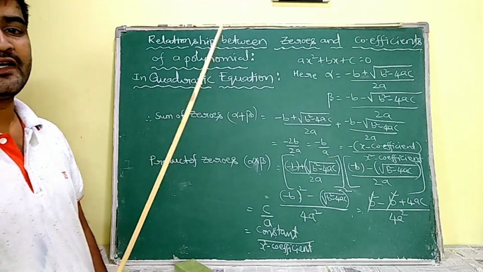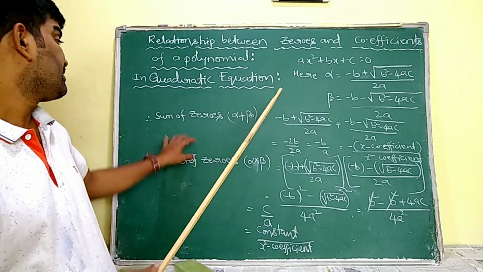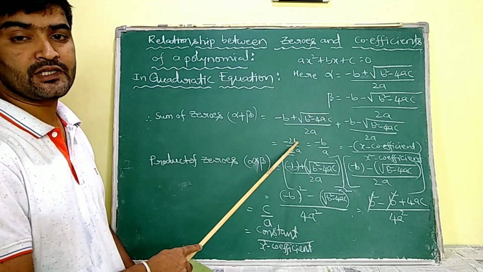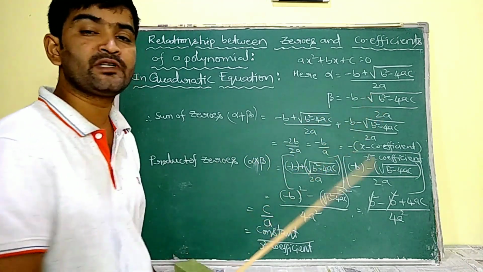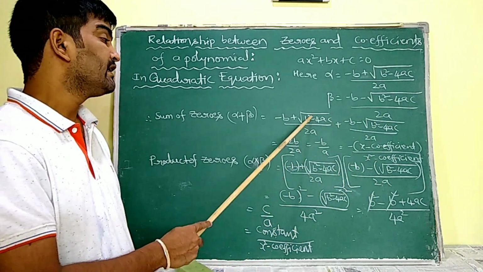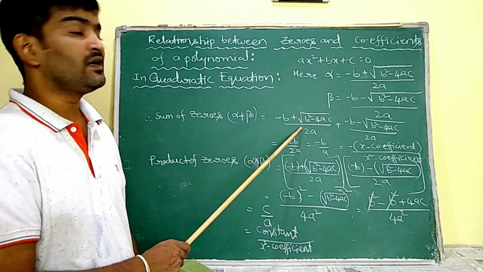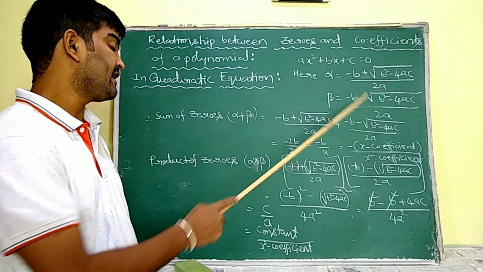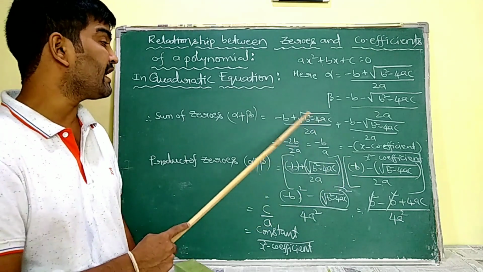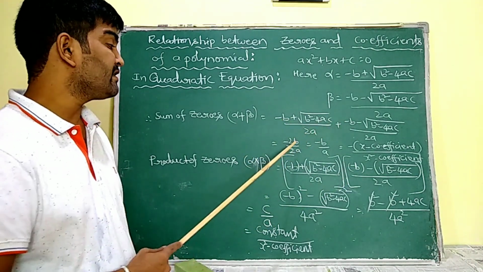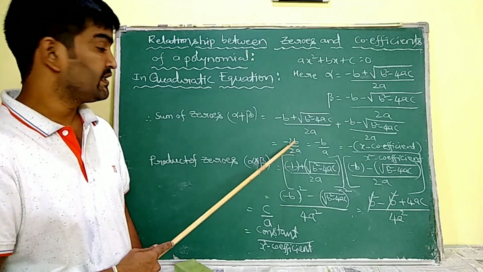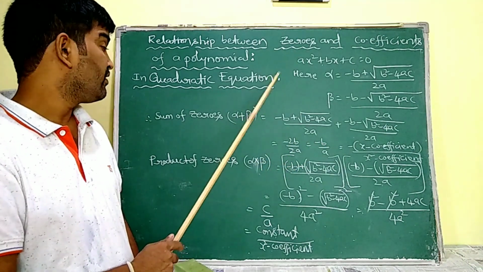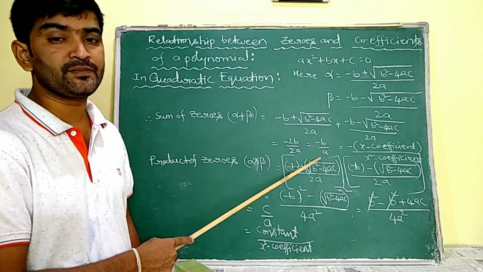Now we are going to calculate the sum of those two zeros. So sum of zeros is equal to minus b plus root of b square minus 4ac by 2a, plus minus b minus root of b square minus 4ac by 2a. These two are like fractions. By adding the numerators, plus root of b square minus 4ac and minus root of b square minus 4ac are cancelled. Minus b minus b means minus 2b by 2a is left. Here 2 and 2 are cancelled, then minus b by a is the result. That means sum of zeros is equal to minus b by a.